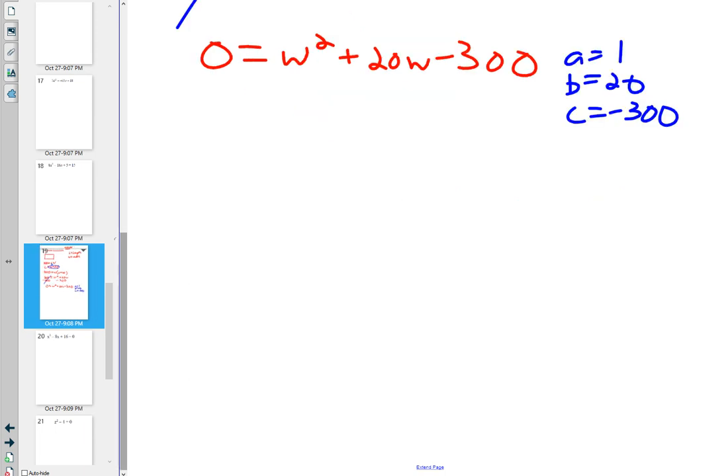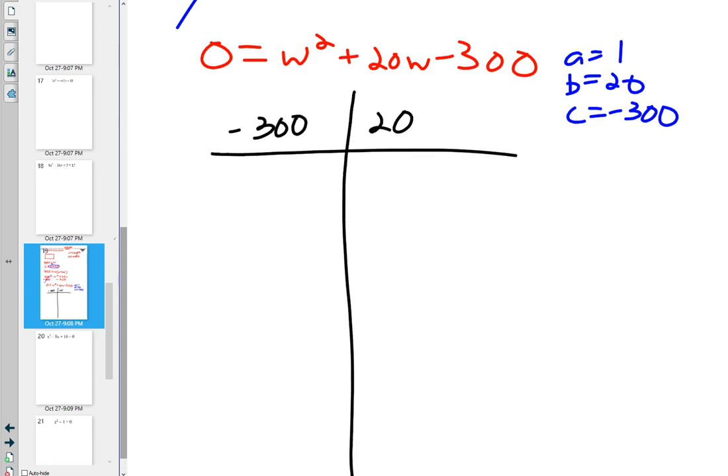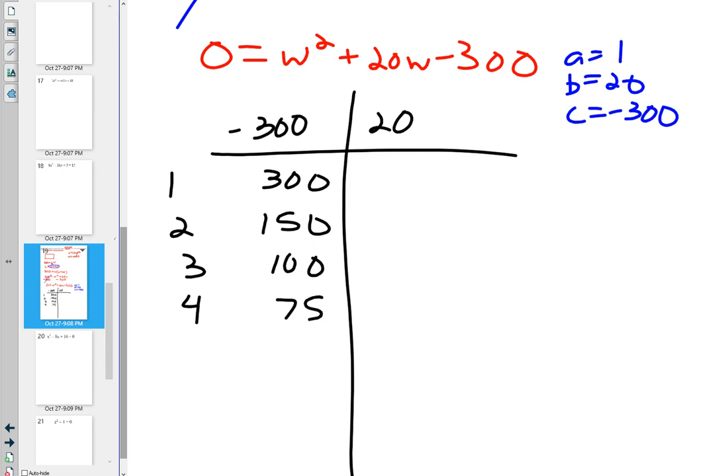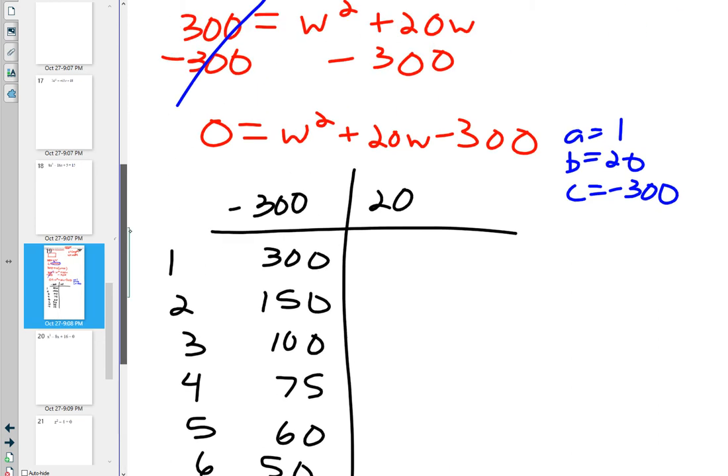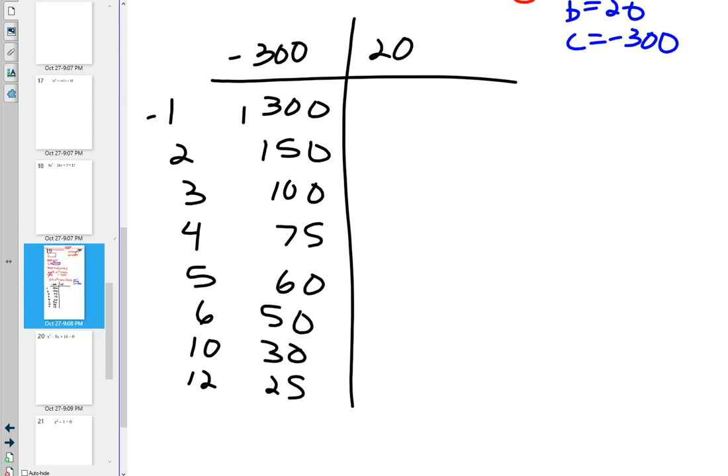For the first part, it's only going to be 20. So negative 300, good, and then 20. So let's think of all the combos. 1 and 300, 2 and 150, 3 and 100, 4 and 75, 5 and 60, 6 and 50, 10 and 30, 12 and 25. Anyways, long story short, when you have a negative and then a positive, it should be small negative, big positive.